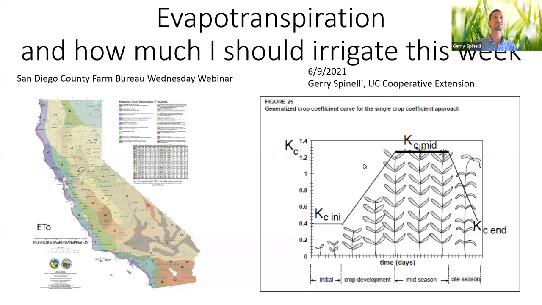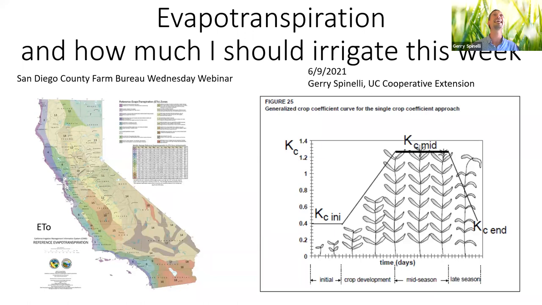Some of you may be grove avocado and citrus growers. Some of you may be nursery growers. Some of you may be vegetable growers. And please raise your hand if I forgot somebody. But the good thing about this concept, evapotranspiration, is that it can be applied to a wide range of crops. As a matter of fact, you can apply it to a wide range of surfaces. You can apply it to a desert. You can apply it to a lake, as we'll see later.